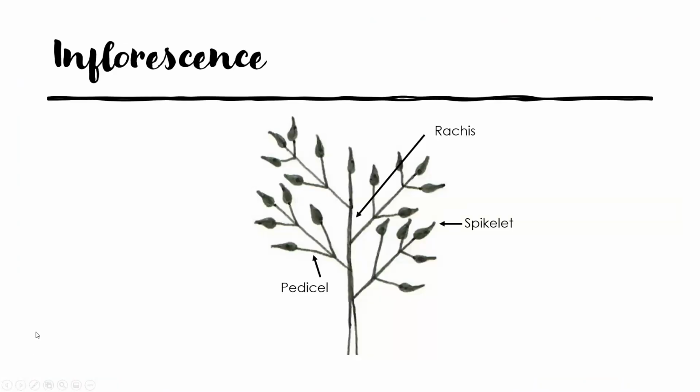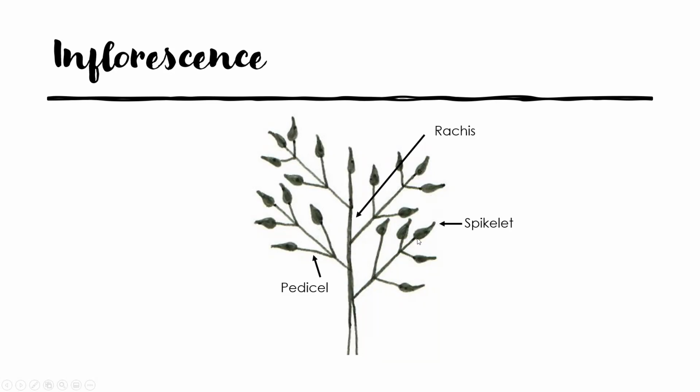Okay, so we're going to move on now to the inflorescence. And remember, this is the flowering head of the grass. And let's look at just a few terms. Instead of a stem, the main stem, I guess you would say, of the inflorescence is called the rachis. Okay, so it changes terms here. And then the main flowering unit is going to be called a spikelet.